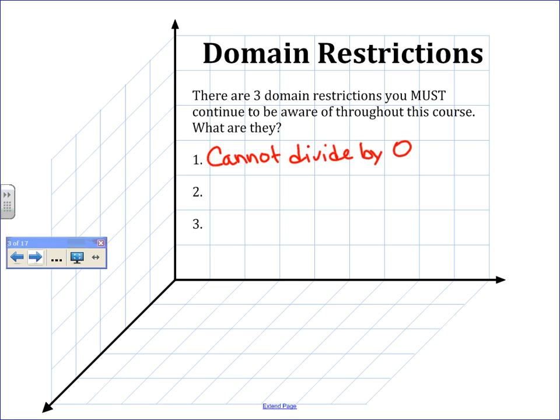The second one is that we cannot take the square root of a negative number. More specifically, I can't take an even root. So I can't take the square root, the fourth root of a negative number, right? There's nothing to the fourth or to any even number that gives me a negative number.